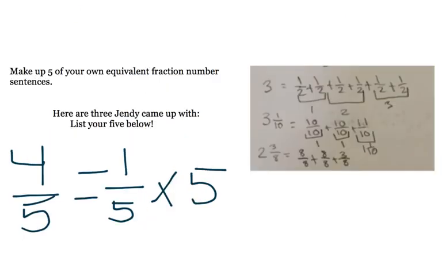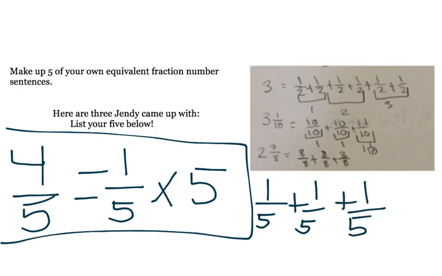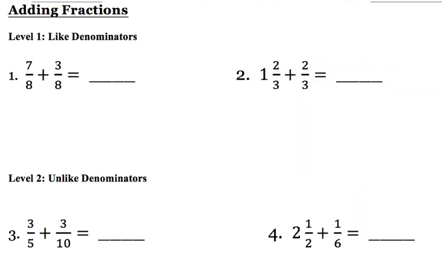So I didn't really give you any answers for this one because it was anything that you can come up with. And here's an example of one that I ended up doing. It's 4/5 equals 1/5 times 5, which is like 1/5 5 times. So 1/5, 1/5, 1/5, and you get the point.